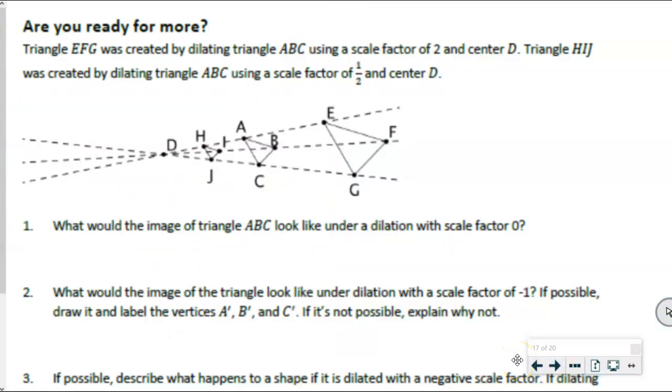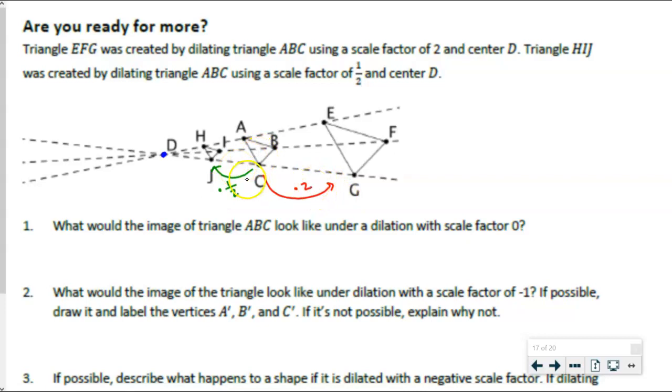All right, let's go through this Are You Ready For More quickly. It's not a main part of this lesson, but it is something interesting to think about. Here we can see that triangle EFG was created using triangle ABC and a scale factor of 2. So that means to go from ABC to EFG, we multiplied everything by 2. We also used D as that center of dilation. We can also see that triangle HIJ was created using ABC, center D, and scale factor of 1/2. So everything was multiplied by 1/2. It's half the size of triangle ABC.